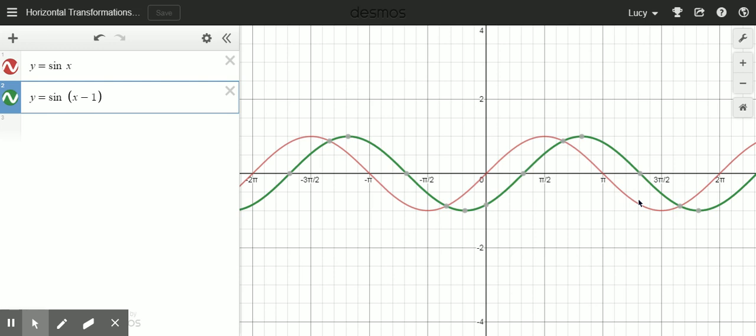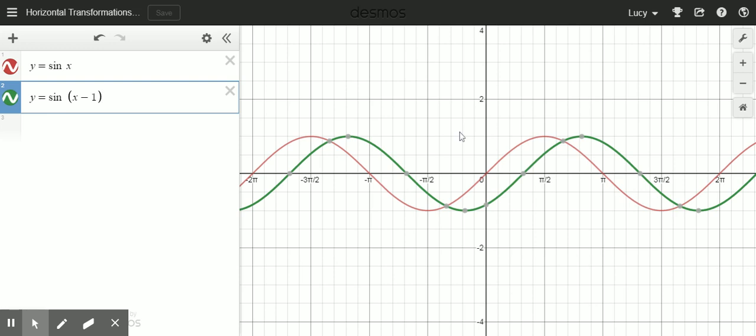Let's talk about some things that make horizontal transformations different in a trigonometric function than, say, in a parabola or a line or any other function. All of these come from the fact that trigonometric functions are periodic. So they repeat over and over again.